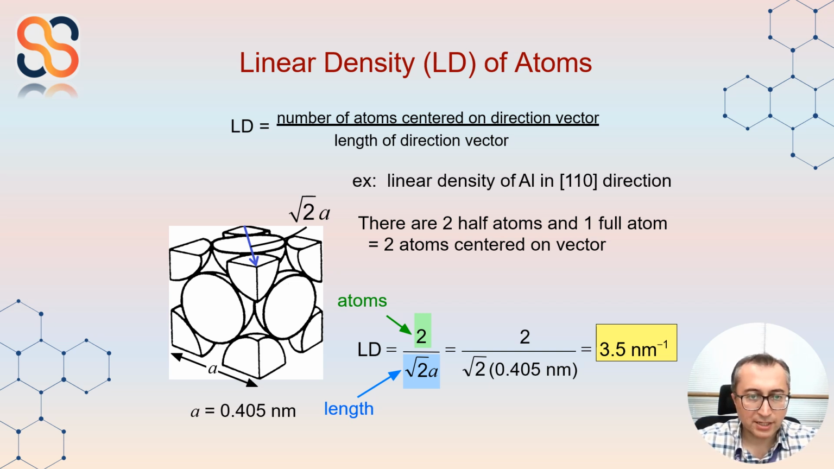First, in that direction, there are 2 half atoms from the edges. So totally we have 1 full atom, plus 1 full atom in the center. Totally 1 plus 1, we have 2 atoms centered on that vector. Then the length of the direction vector for 110 is calculated as length equals the radical of a squared plus a squared, which equals radical 2 a. Given a is 0.405 nanometer, the length is approximately 0.57 nanometer. So linear density is going to be approximately 3.5 atoms per nanometer.